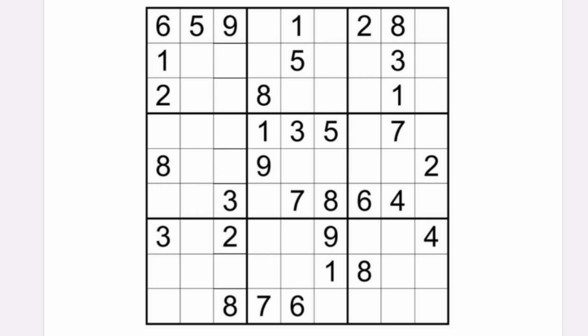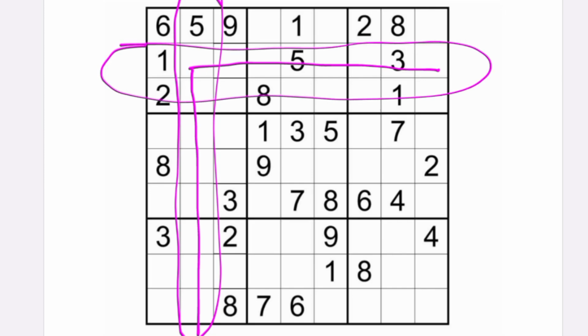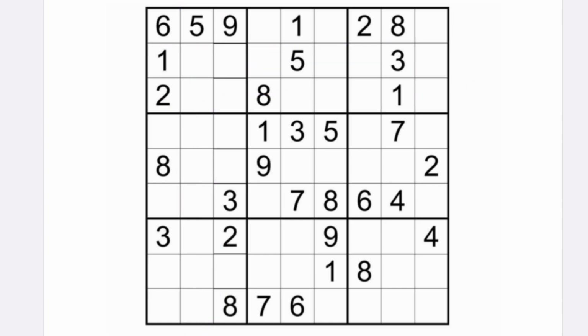Here are the missing numbers. As we can see, the first line only contains one number, which is 5, while this line has 3 numbers consisting of 1, 5, and 3. So let's start.